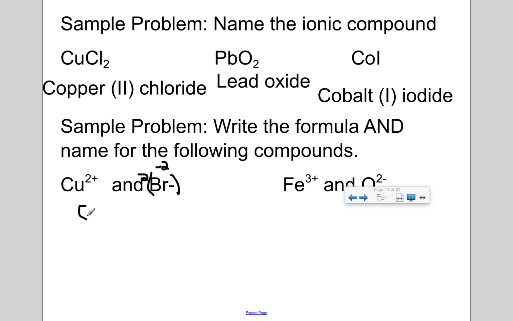So when you write it, it's CuBr and a little 2 for the subscript. And then when you name this, you'd say it's copper Roman numeral 2, because copper is a transition metal. And then it's not bromine, but it's bromide, B-R-O-M-I-D-E.